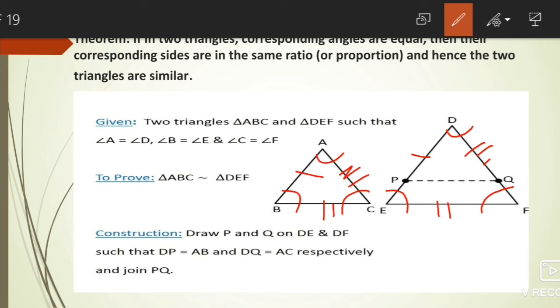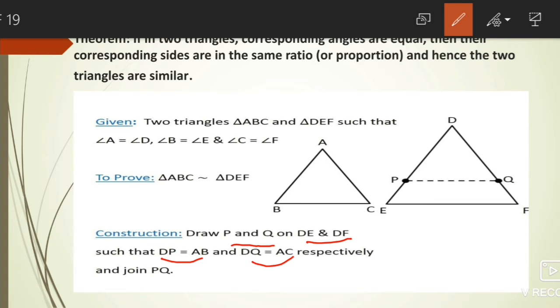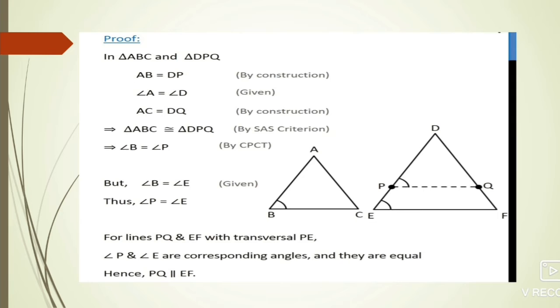Now we have to do a construction. Draw P and Q on DE and DF such that DP equals AB and DQ equals AC. That means take this measurement AB and cut it from DE, and the line segment will be this DP. Again, take this measurement AC and cut it from side DF, that will be DQ. That means this AB will be equal to this DP and this AC will be equal to this DQ.